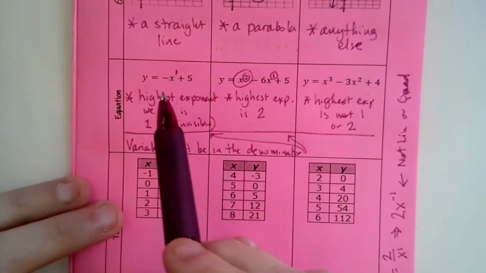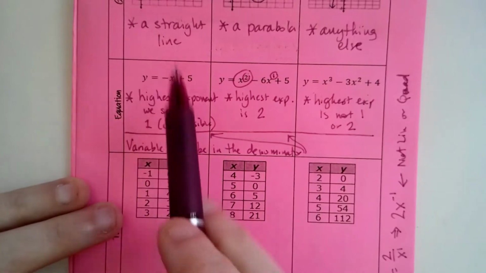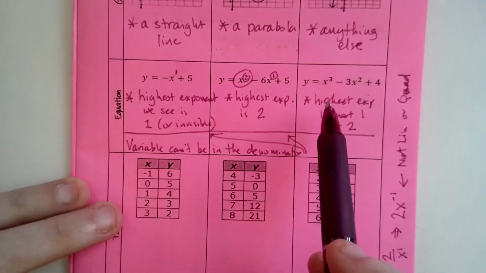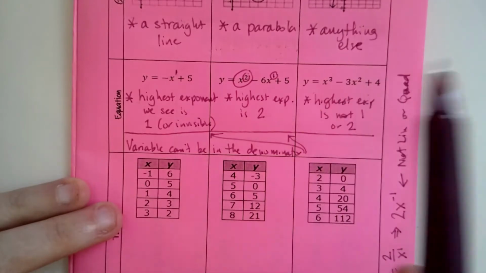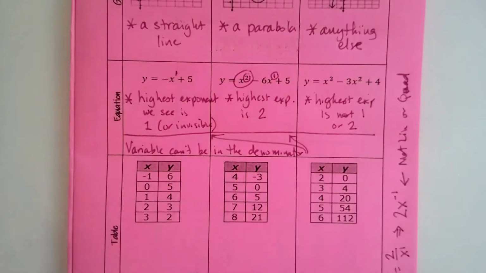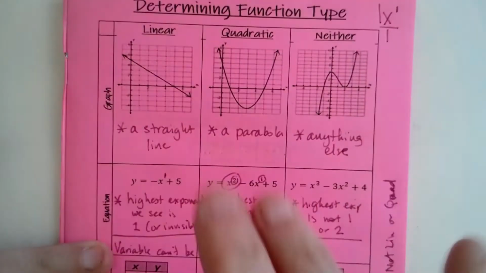Okay? So again, these are the rules. For linear, the highest exponent we see is 1. For quadratic, the highest exponent we see is 2. If it's anything but 1 or 2, it's neither. And for linear and quadratic, you cannot have your variable in the denominator. Okay, so that's graph and equation.